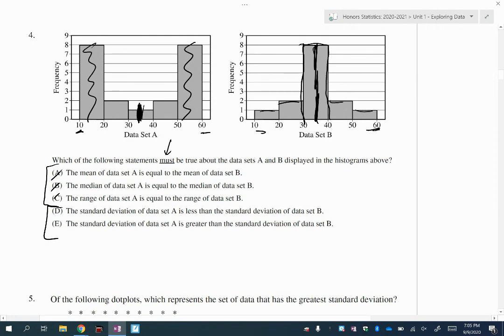So the data set A standard deviation is going to be larger. It's definitely going to be larger than data set B. So I'm looking for the answer choice that states that the standard deviation for data set A is greater than the standard deviation for data set B.